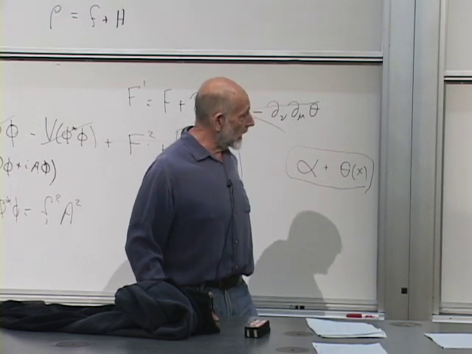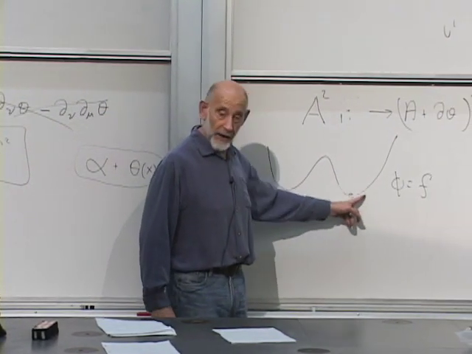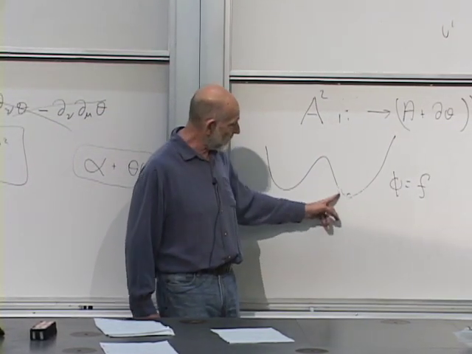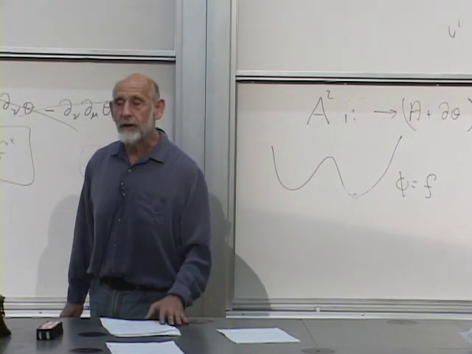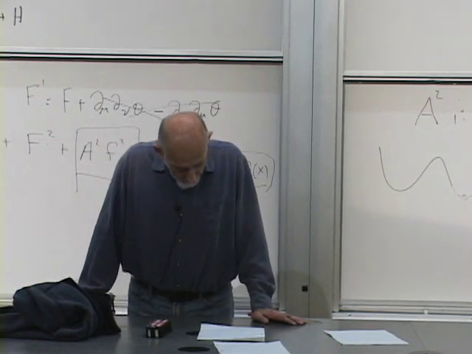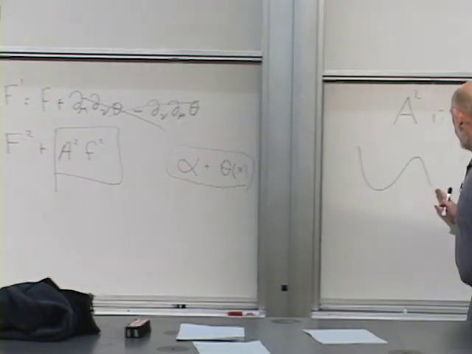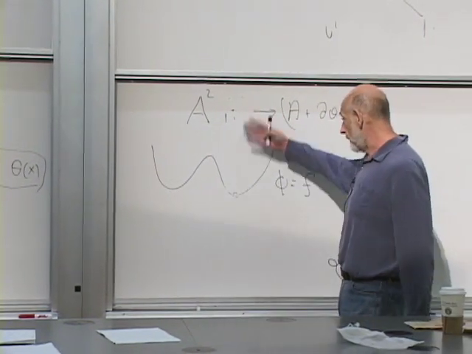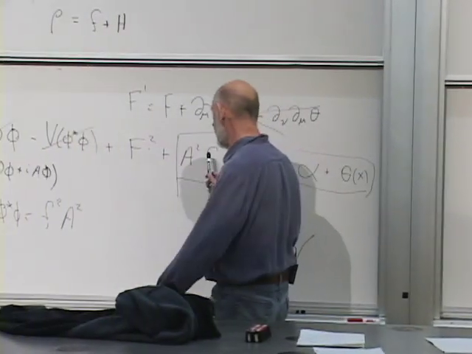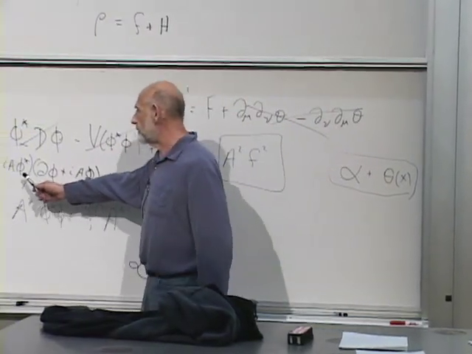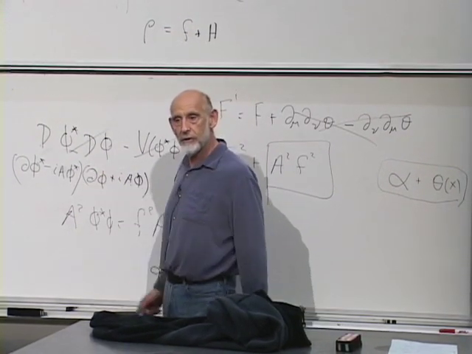And at the same time, the Higgs boson now has a mass because it oscillates about here. That's the Higgs phenomenon. Basically just by plugging in the value of the Higgs field, or the value of phi, at the minimum here, we generated a mass term for the photon. And where did it come from? It came from this covariant derivative. That's all. It just came from the covariant derivative.